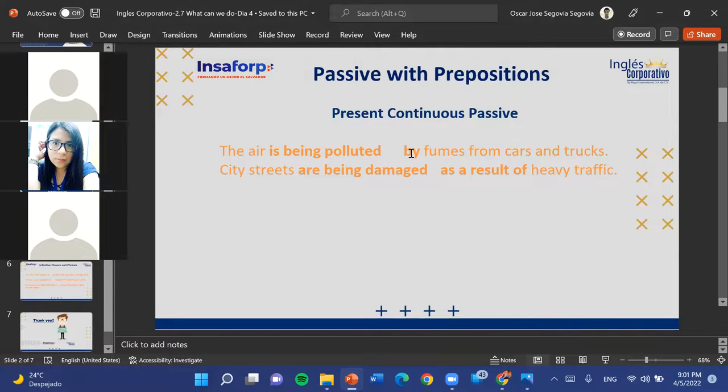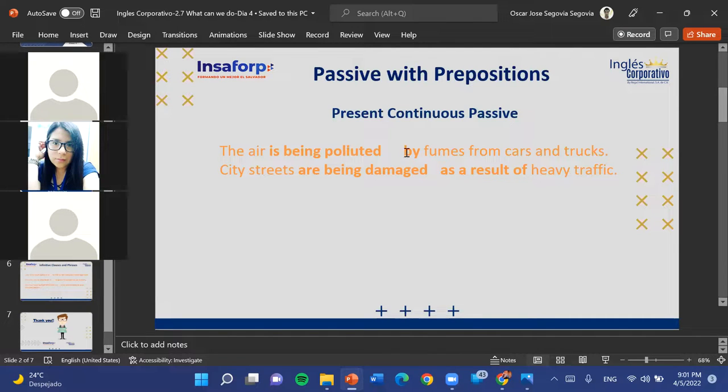And then you will have to use a connector phrase or a responsibility phrase, as some people refer to it, when you then provide the actual noun or the actual author of that specific action. So in the first example we have, the air is being polluted. That is the action. Sí, eso es lo que ha sucedido. The air is being polluted.